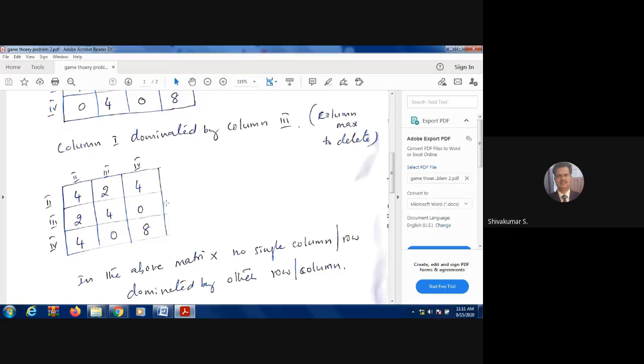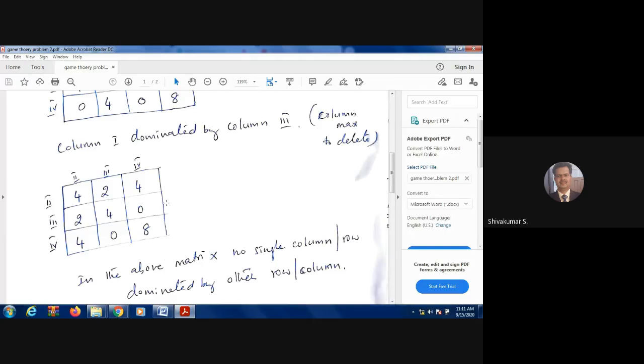So for 2 plus 4, it is 6 by 2, which is 3. The averages of 4 and 0 are 2, and 4. So the average values of columns 3 and 4 are 3, 2, and 4. The second column values are 4, 2, 4. So 4 is greater than 3, 2 is equal to 2, 4 is equal to 4. So column 2 is dominated by the average of the values of columns 3 and 4.